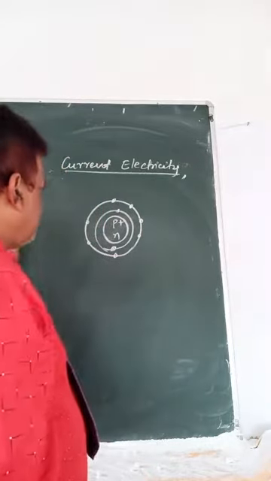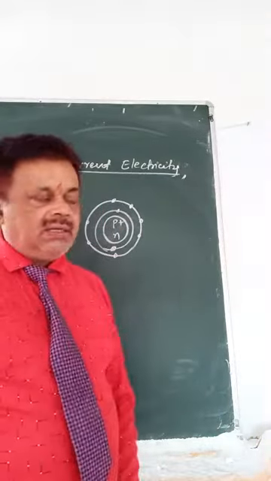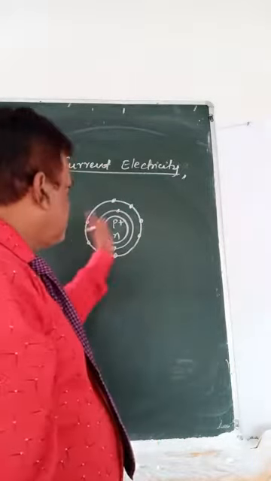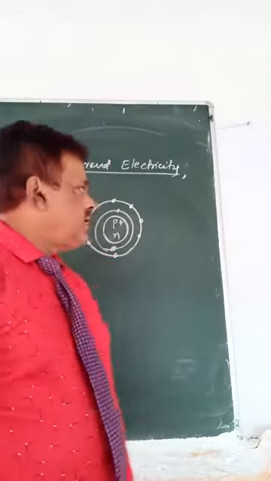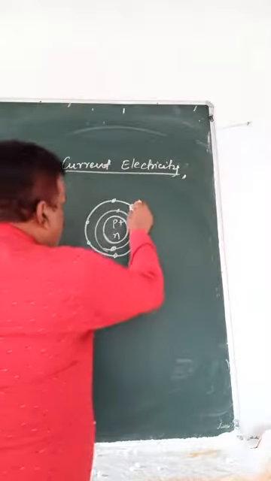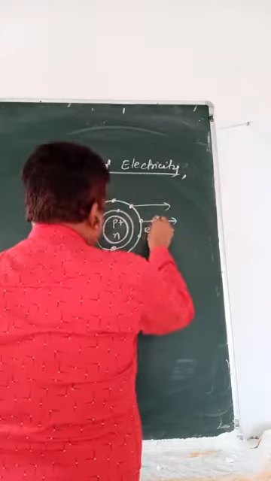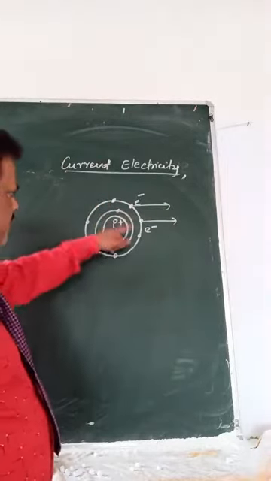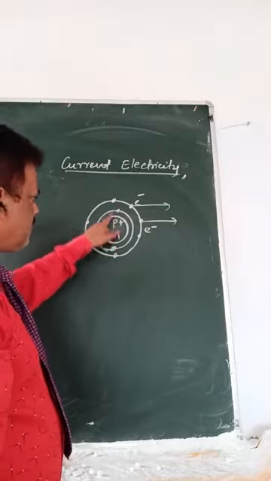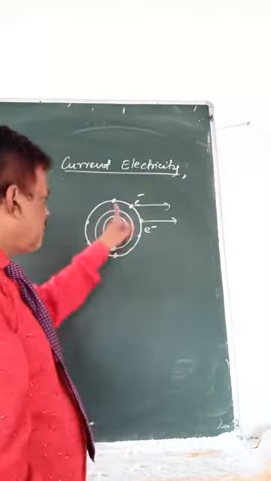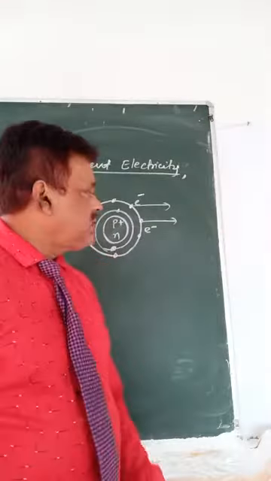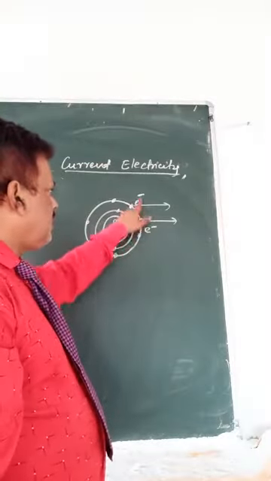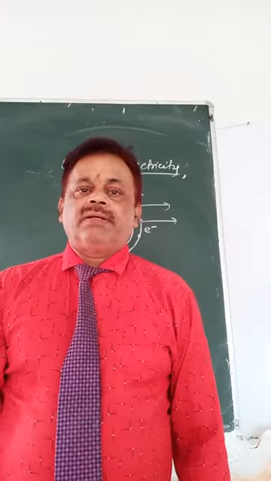Whenever you apply any external force on this, maybe by giving some energy to the atom, you will see it is easy to pull out the electrons. Electrons can be pulled out because you need a heavy force to take out the proton from the nucleus, as it is the central part of the atom. That means we got an idea here: electrons are responsible for the flow of current.